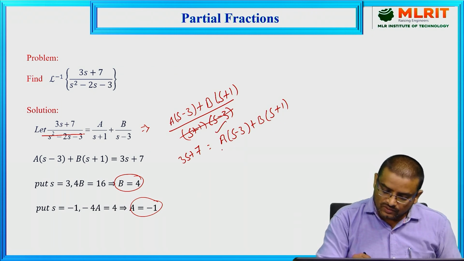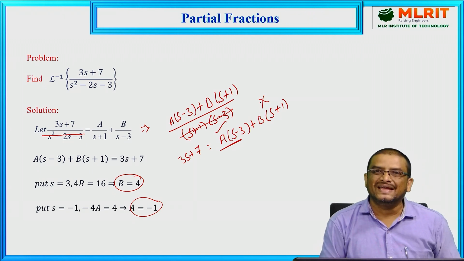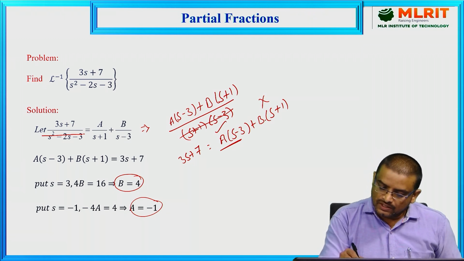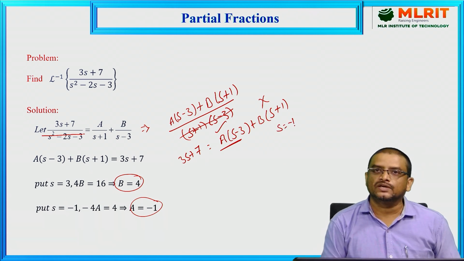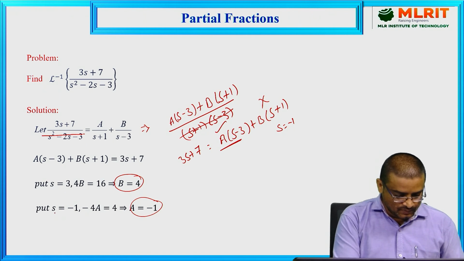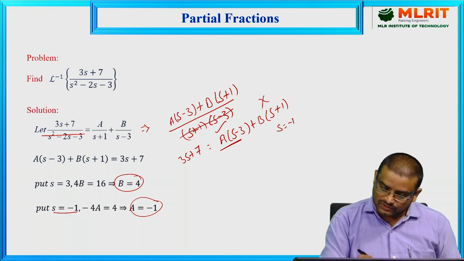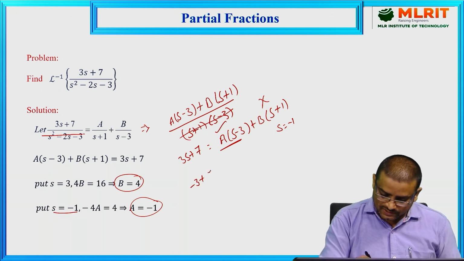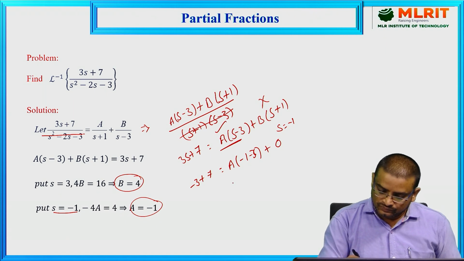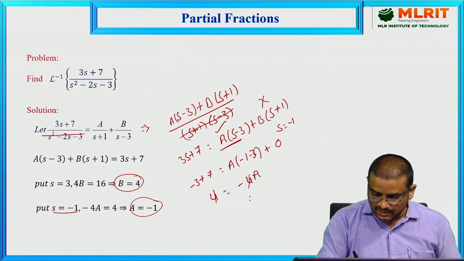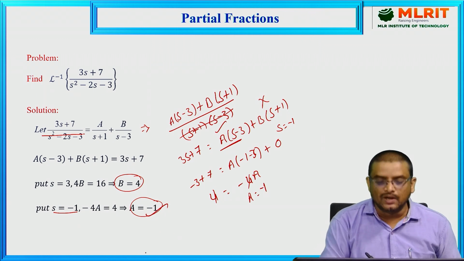Now I want to find out the value of a. In order to find out the value of a, the b term must be equal to 0. We have to neglect that b term. In order to get this second term equal to 0, this is possible only by substituting s is equal to minus 1. So put s is equal to minus 1 on both sides. So you will get minus 3 plus 7 is equal to a into minus 1 minus 3, and this term becomes 0. Now simplify this, 4 is equal to minus 4a. So this gets cancelled. You will get a is equal to minus 1.